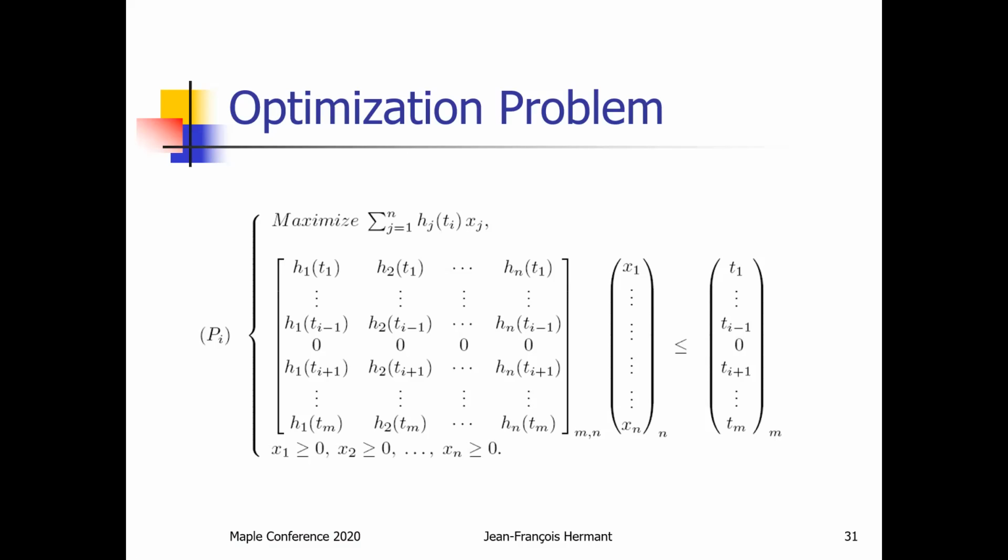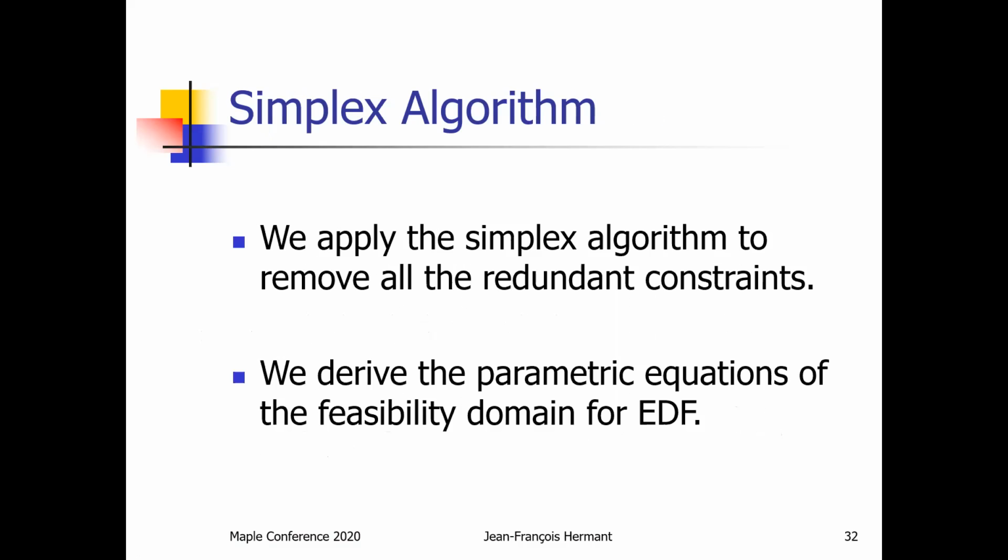N is the number of tasks, for example, 3, if we consider 3 tasks in order to represent the C-space in 3 dimensions. M is the number of constraints, which is given by the number of discontinuity points of the processor demand function h of t over time interval 0, the least common multiple of the task periods. We apply the simplex algorithm to remove all the redundant constraints. We derive the parametric equation of the feasibility domain for EDF.